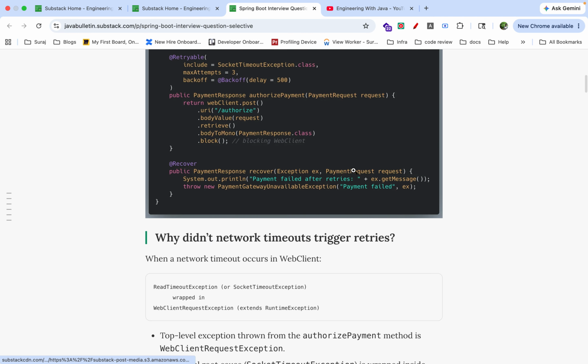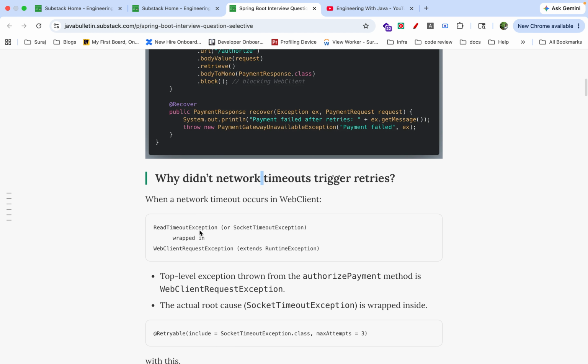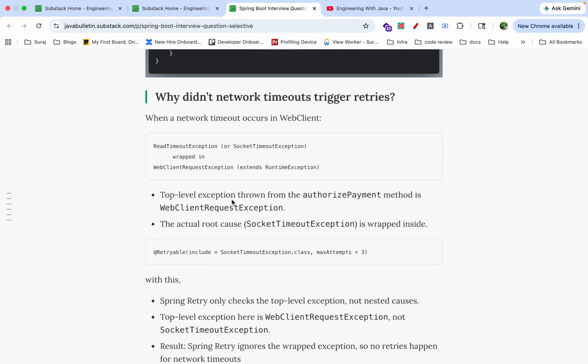So let's read through it. First question, why didn't network timeout trigger retries? The first thing it says is that when a network timeout occurs in WebClient, we get the ReadTimeoutException that is wrapped in the abstraction called WebClientRequestException. So there is a wrapper class WebClientRequestException, and under that we have the ReadTimeoutException. The top level exception thrown from the authorize payment method is WebClientRequestException, and the actual root cause, which is the SocketTimeoutException, is wrapped inside it.